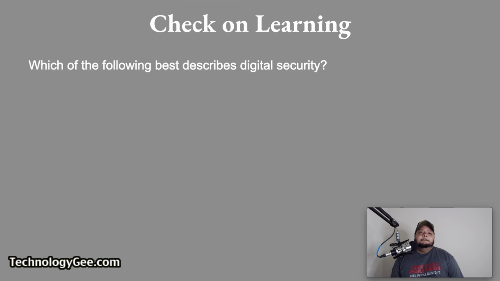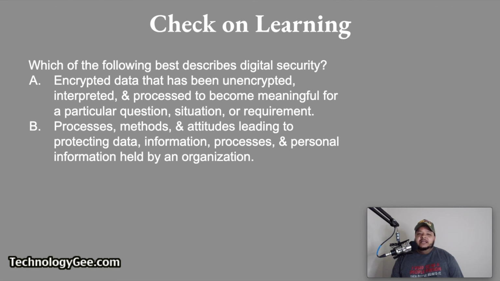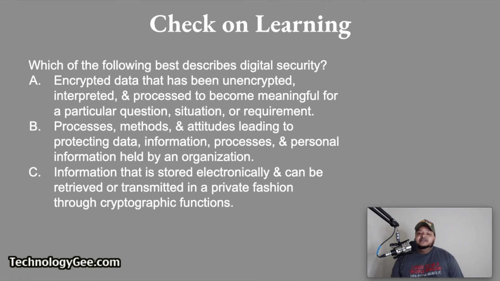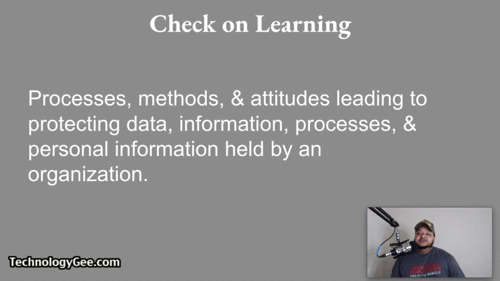And finally, the last question, which of the following best describes digital security? Would it be encrypted data that has been unencrypted, interpreted, and processed to become meaningful for a particular question, situation, or requirement? Would it be processes, methods, and attitudes leading to protecting data, information, processes, and personal information held by an organization? Would it be information that is stored electronically and can be retrieved and transmitted in a private fashion through cryptographic functions? Or would it be D, being safe and comfortable in a controlled environment? The correct answer would be processes, methods, and attitudes leading to protecting data, information, processes, and personal information held by an organization.